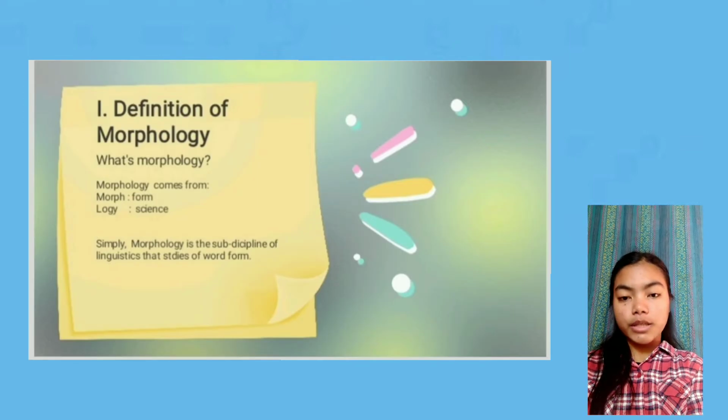First, what is morphology? Morphology comes from morph, which means form, and logy, which means science. So simply, morphology is the subdiscipline of linguistics that studies word form.